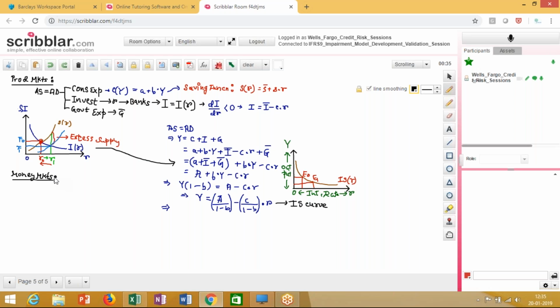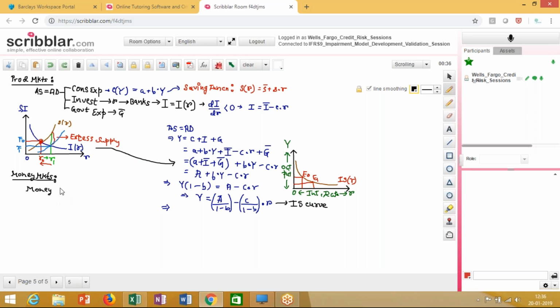Now when I talk about the money market side, what am I actually talking about? I'm talking about money. What is money? It's the amount of cash that you have with you for meeting your day-to-day needs. At the end of the month you get a salary, and that salary is your income, and it comes in the form of a monetary denomination.